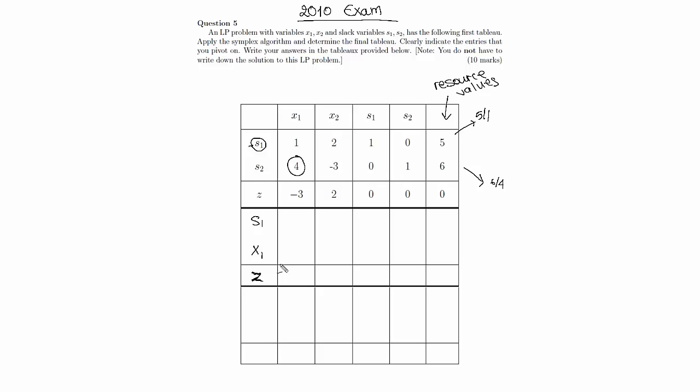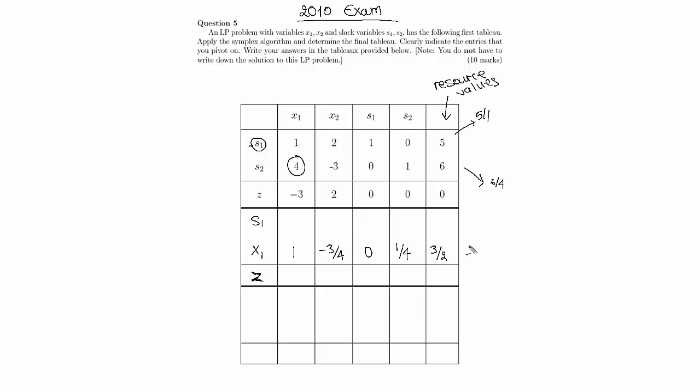Now, in order to turn that 4 entry into 1, we need to divide by 4. When we divide something, then we do the same thing to the rest of the entries in that row. So we need to divide every entry in the S2 row with 4. And that will give us 1, -3/4, 0, 1/4, and 6/4, which is just 3/2.